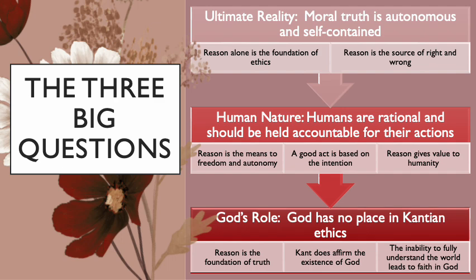God has no place in Kantian ethics. And if you recall, Kant was living during the Newtonian era, the Enlightenment period, where there was this big push to separate ethics from God. And therefore, Kant has the foundation of ethics and the foundation of truth being reason.